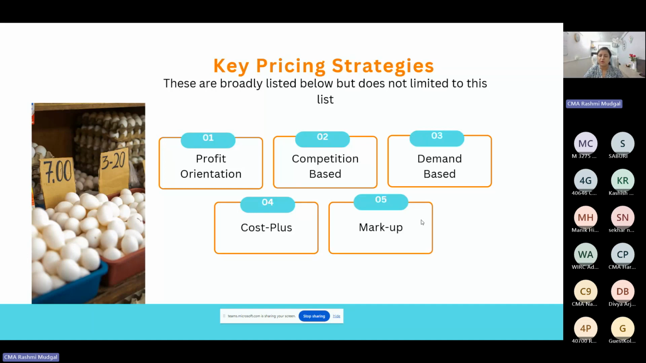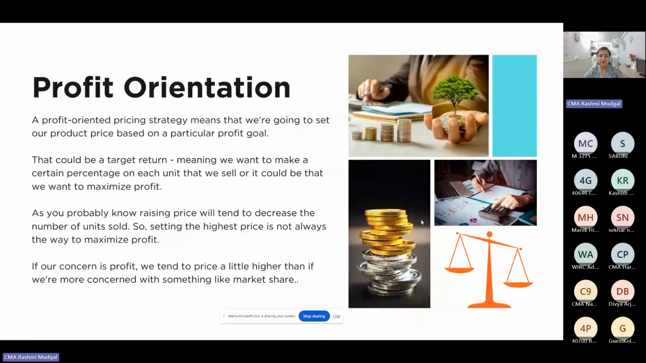Firstly, we are going to discuss profit orientation. What is profit orientation pricing? Firstly, we need to see that if our concern is profit, that's why we are coming into the business and that's why we are in the market. We want a profit to be earned.